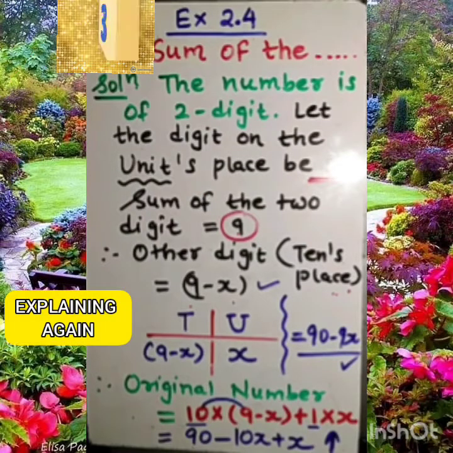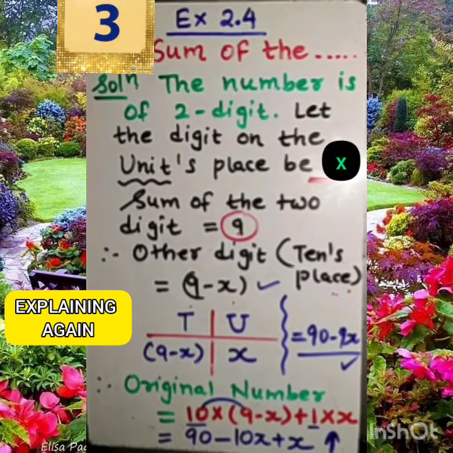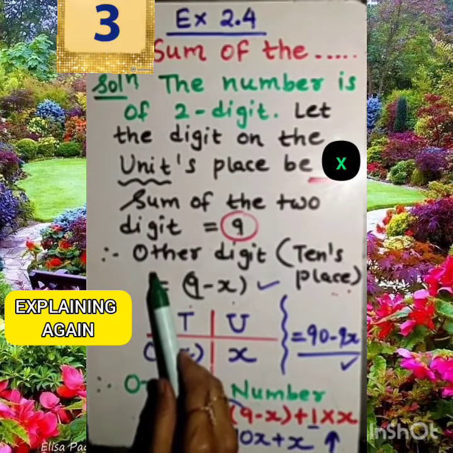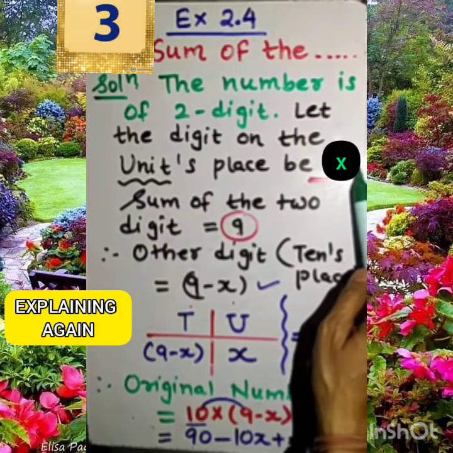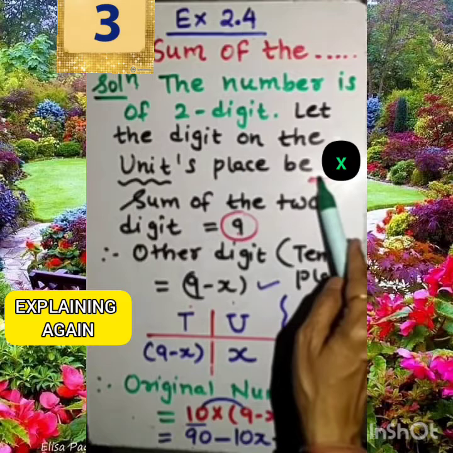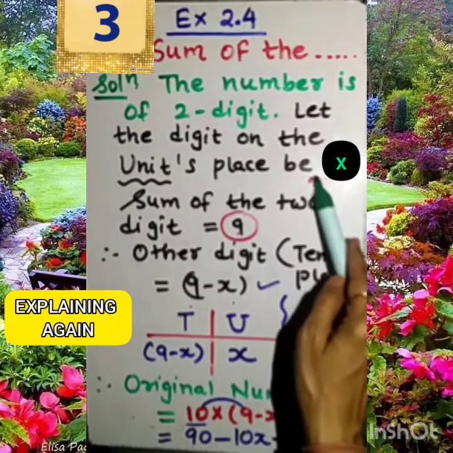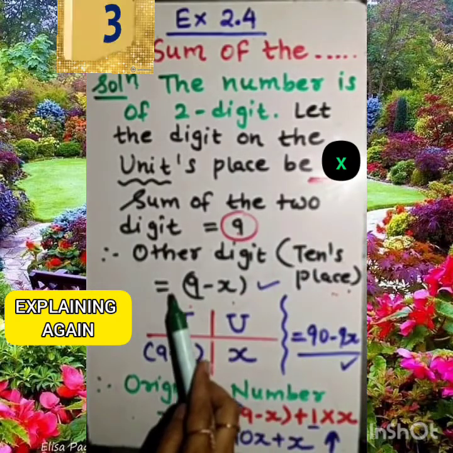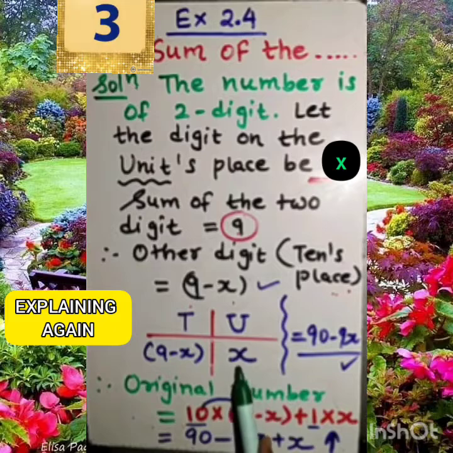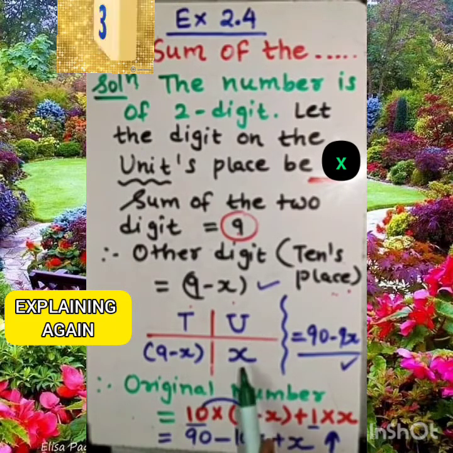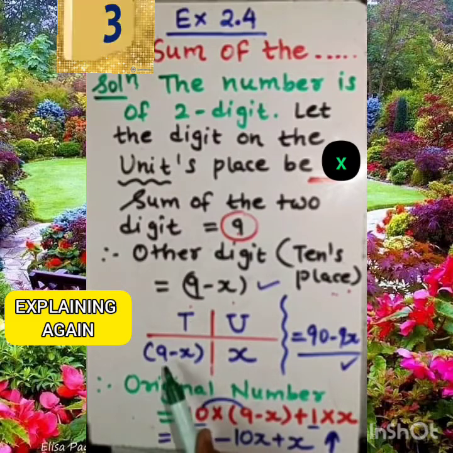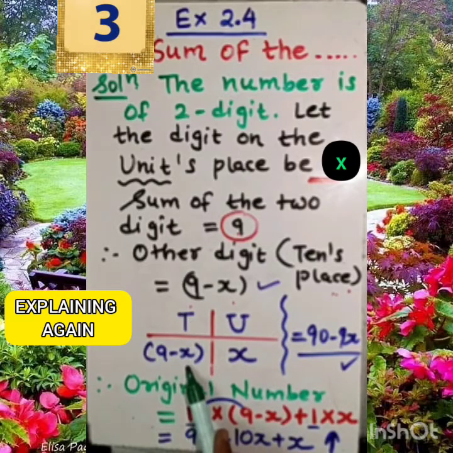So this is a very important point. Dear student, I am explaining it once again. Look at your screen. Here are two digits, not two numbers. Out of them, the unit place digit we are considering as x, and the tens place digit we are considering as 9 minus x.